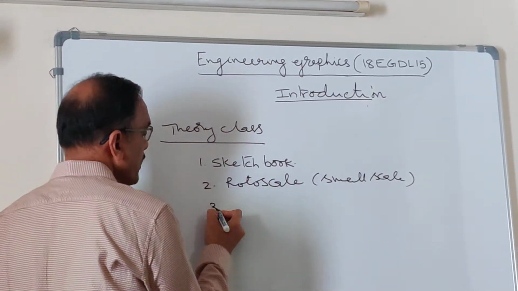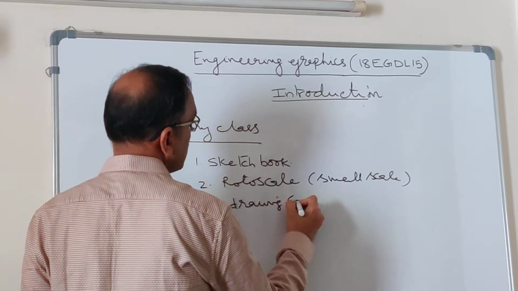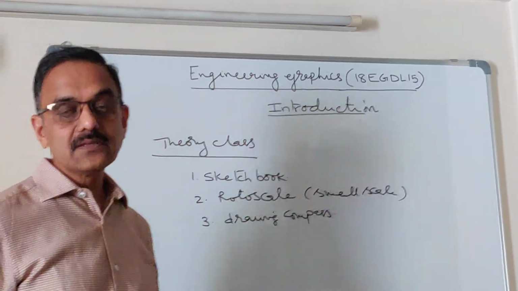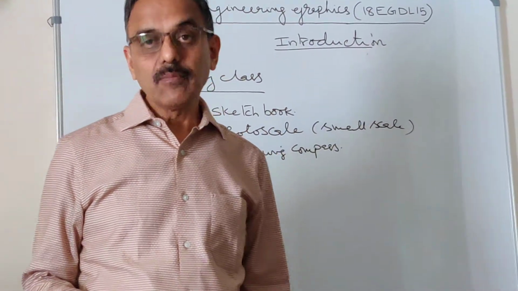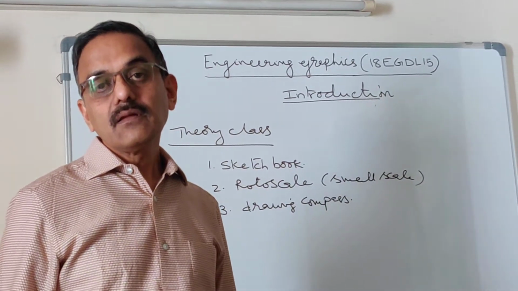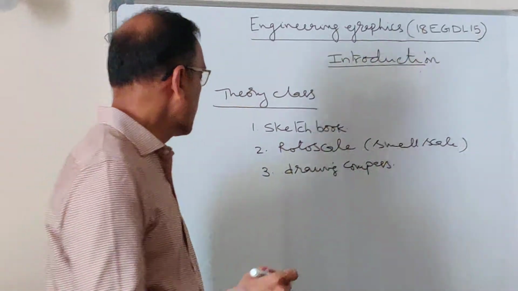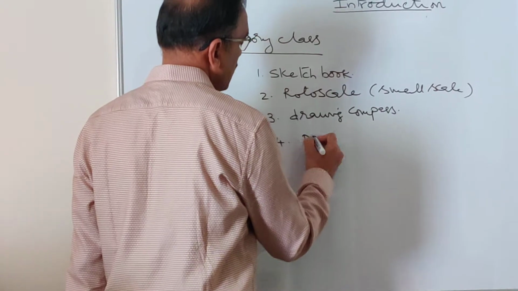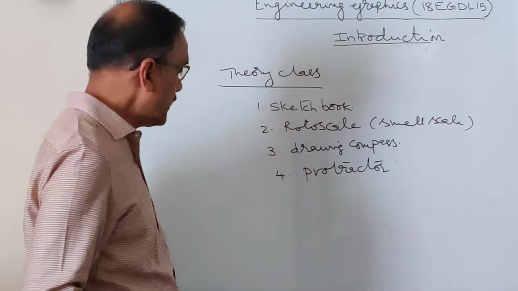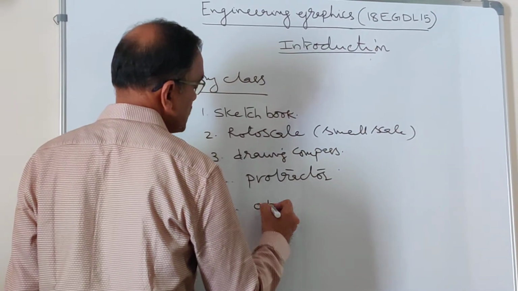Then you need to buy a drawing compass. Don't buy a regular compass. By drawing compass I mean one that you will get with 0.5 mm leaded pencils. The compass with a pencil will be provided in that. It will have 0.5 mm leads. Please buy that one. You also require a protractor, and then you require 0.5 mm leaded pencils.